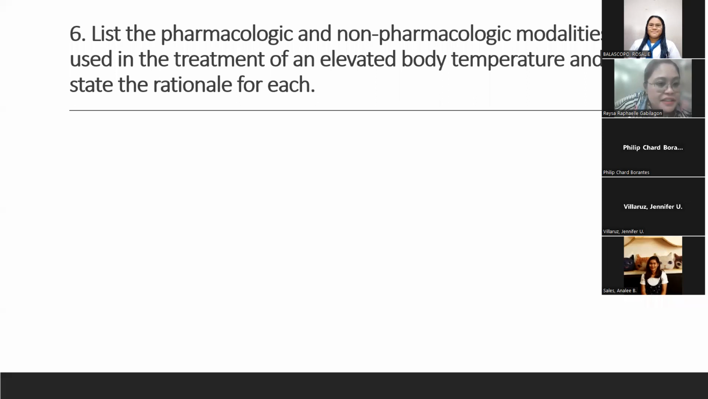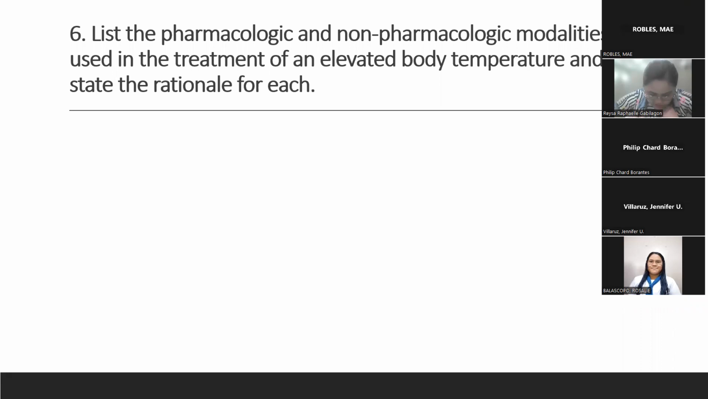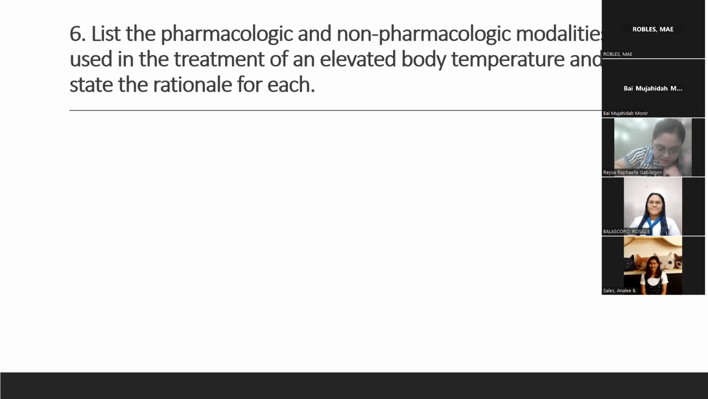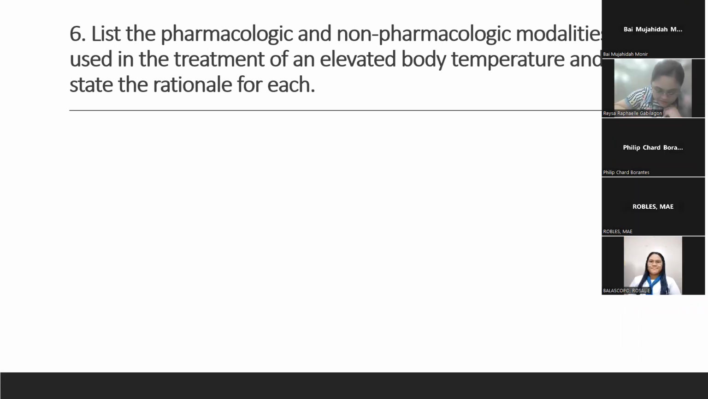What else? Sino pa? Meron pa bang hindi naka-recite? Isay? Naka-recite na, ma'am. Sige, go. Non-pharmacologic, ma'am, magbawas ng clothing. Yes, ma'am, para ma-reduce ang body temperature, especially if init kayo. Okay. Pag init kayo, syempre dili na kamo magsinina, no? Kay musamot ka kainit. What else? Yes, Munir.